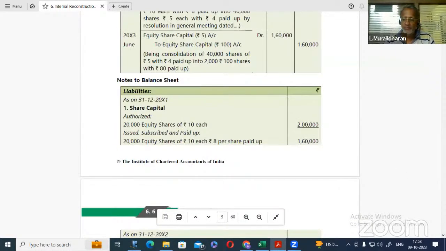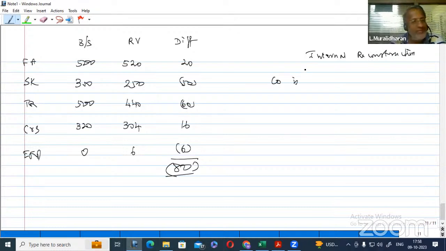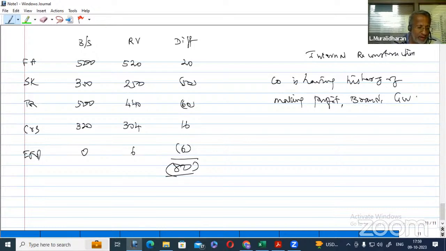What is an internal reconstruction? Briefly, let me just communicate about internal reconstruction. Say a company has a history of making profit. And they have created a brand. They have got a goodwill. They have made profit, they have created a brand, they got a goodwill. But because of some bad project, they ended up with loss. Correct? The loss-making tenure is getting over.